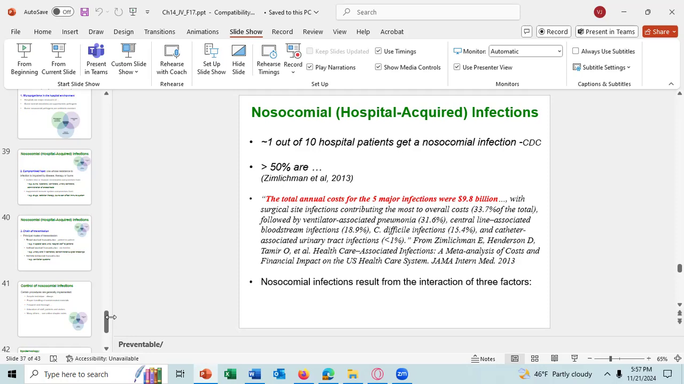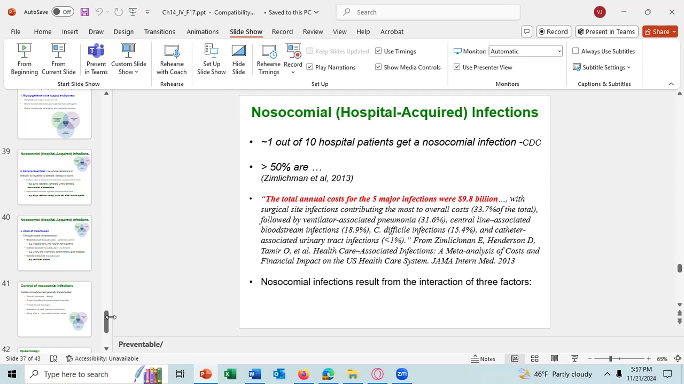Staphylococcus aureus is no longer the number one nosocomial infective agent. The number one is actually E. coli, which everybody has, and I'm not sure how E. coli is actually spreading, but it's the number one nosocomial infective agent.